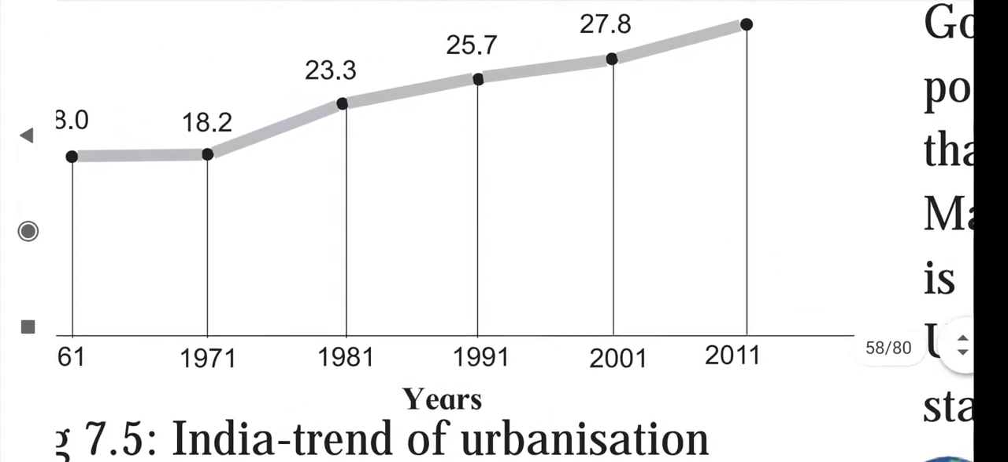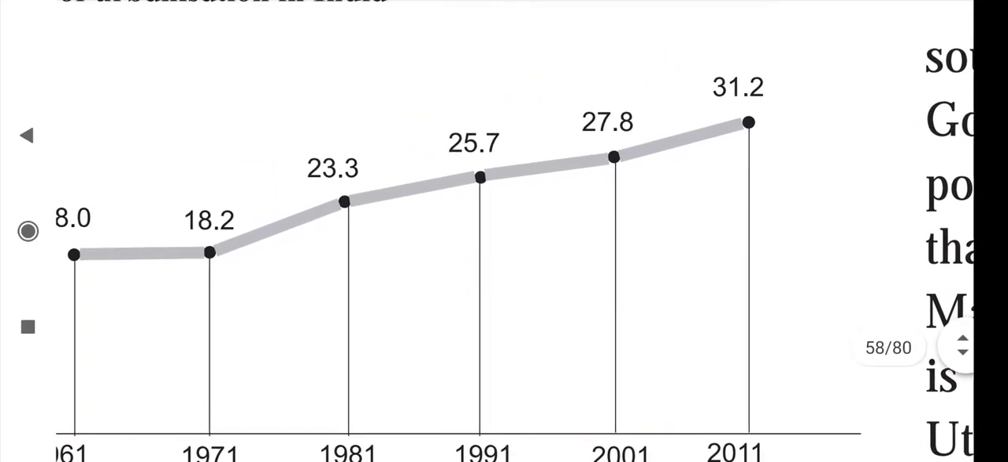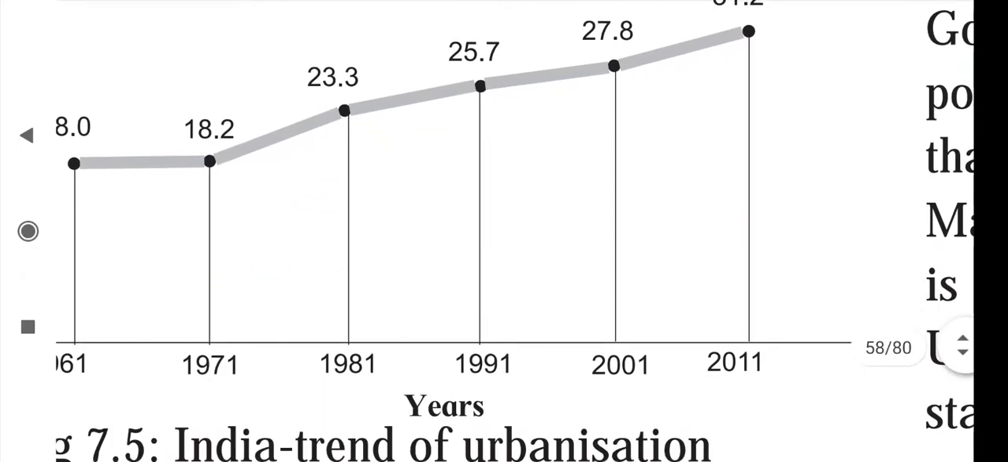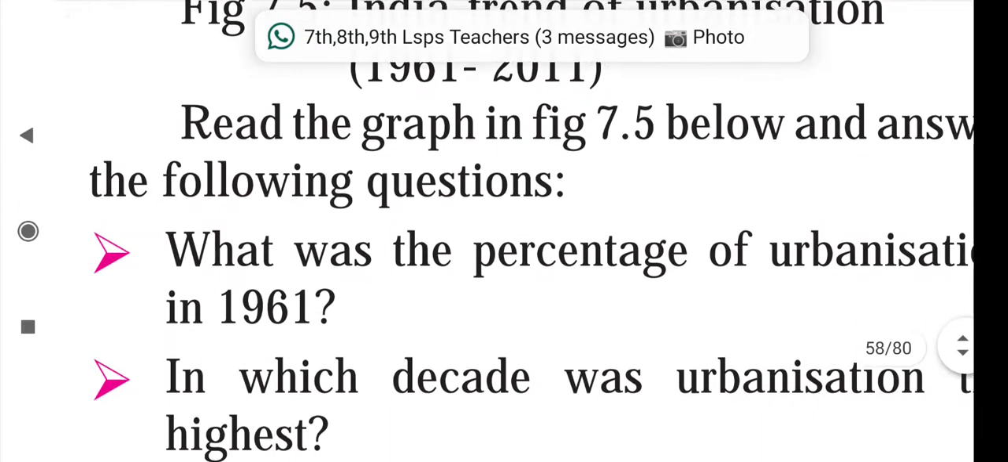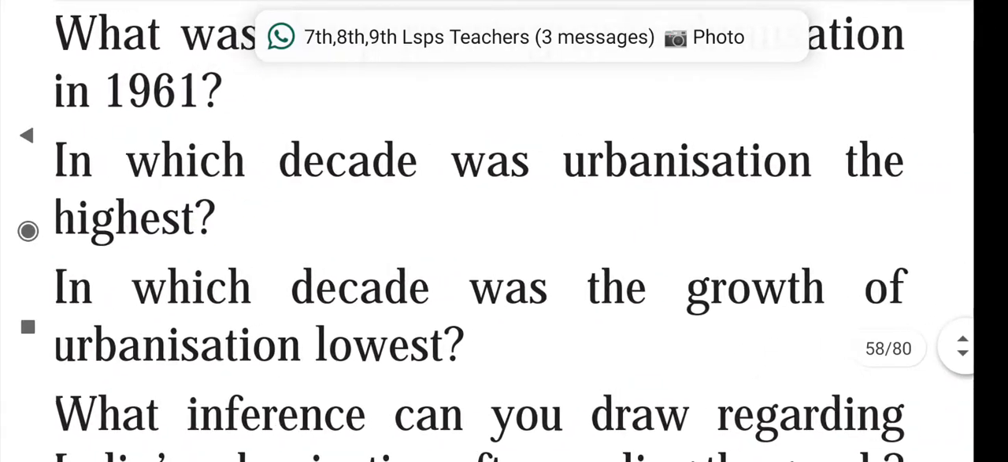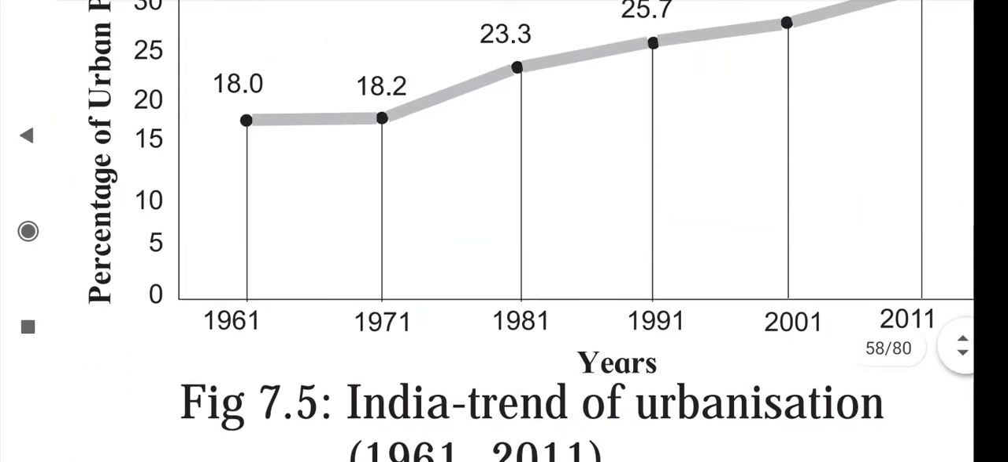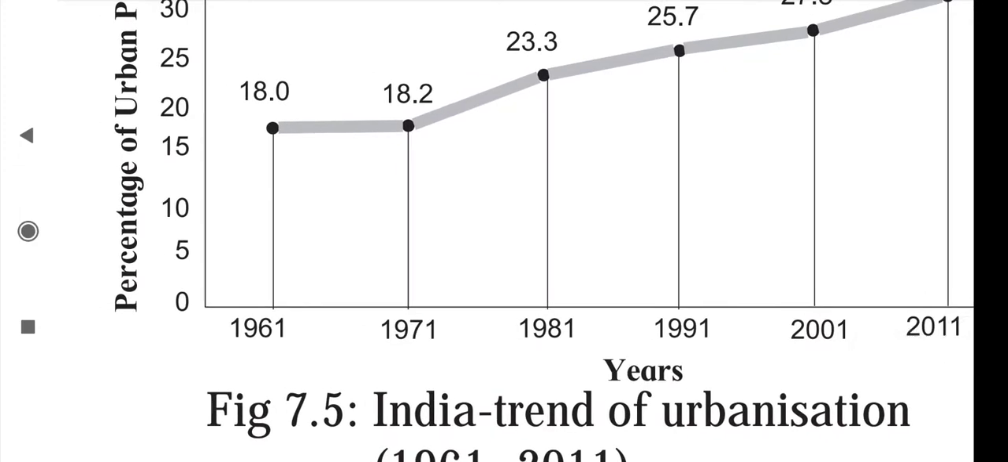You have to see the graph. First 1961, 18; 1971, 18.2; 1981, 23.3. In this way we can see 2001, it is 27.8, and 2011, 31.2. So we can say that from 2001 to 2011, this decade's urbanization is the highest. Next question: in which decade was the growth of urbanization lowest? Students, from 1961 to 1971, that decade urbanization was very low.